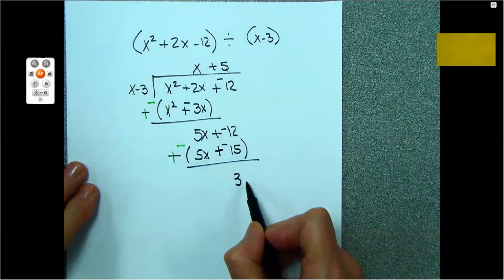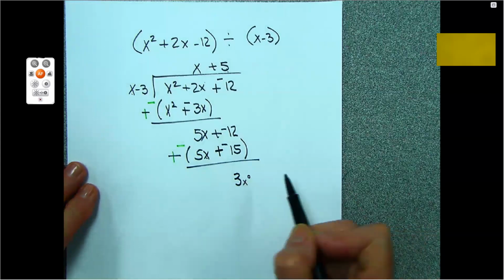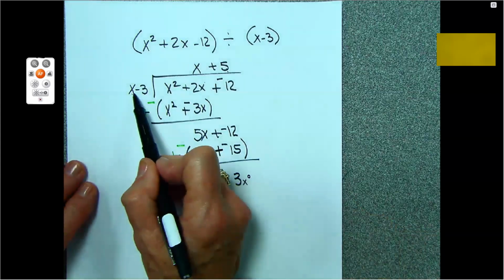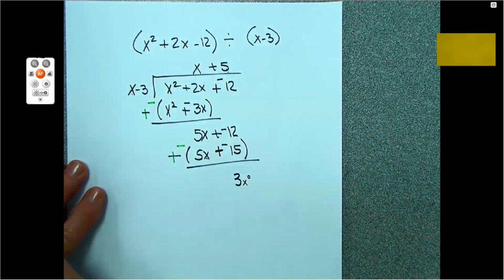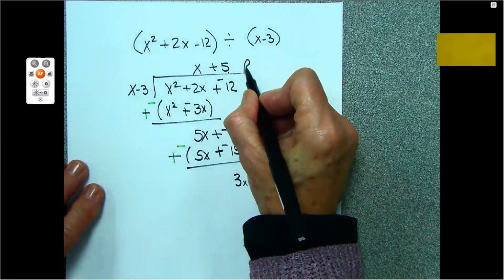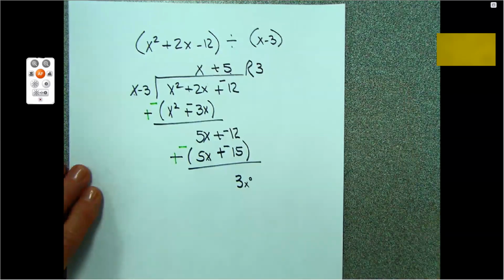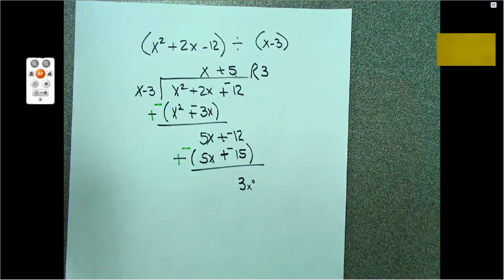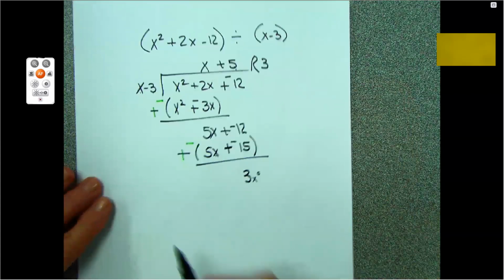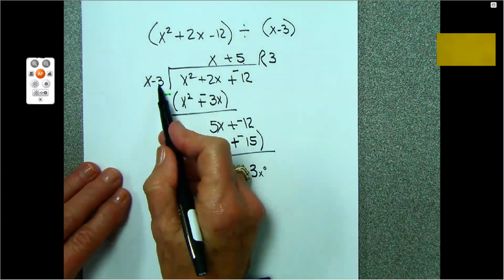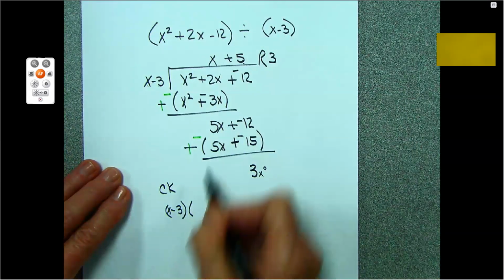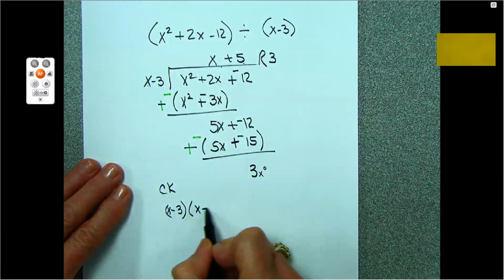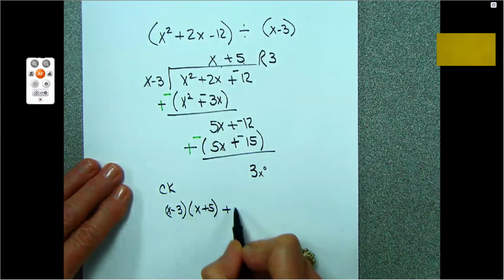3 is actually 3 times x to the 0 power. So it's a placeholder less than our divisor. So this is our remainder, 3. Now how are we going to check? My divisor, x minus 3, times my quotient, x plus 5, plus a little bit.